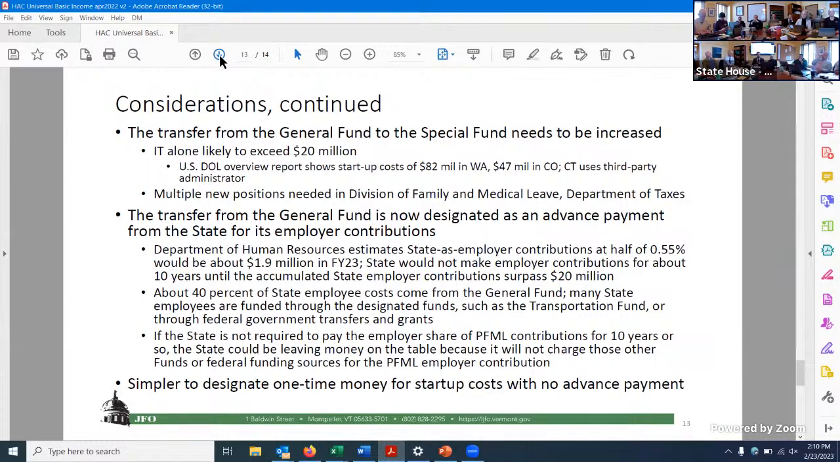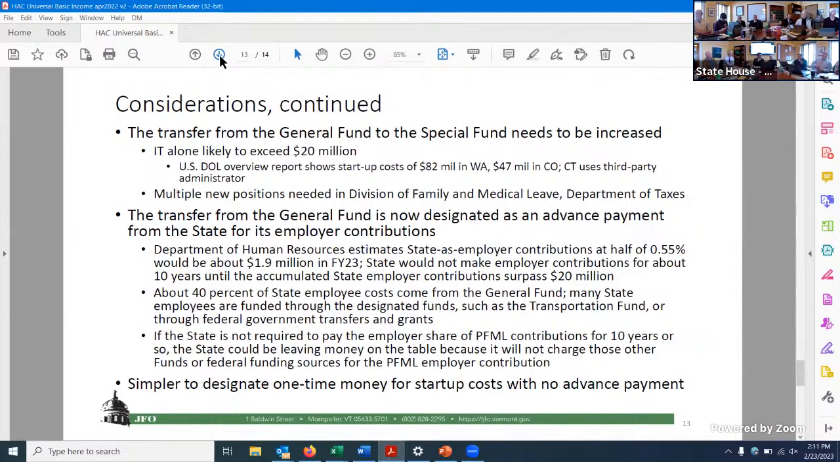So right now that transfer is set at $20 million. We know that IT alone is likely to exceed $20 million. We have the report from the US Department of Labor, showing what other states have paid for IT, and it can get to be a little bit scary. For example, Washington State spent $82 million on their IT. I have it from the director of the DC Paid Family Leave Program that the program in Washington is running fantastically. They love it. You know, it does everything they wanted and more.